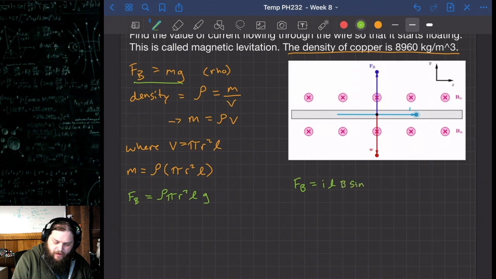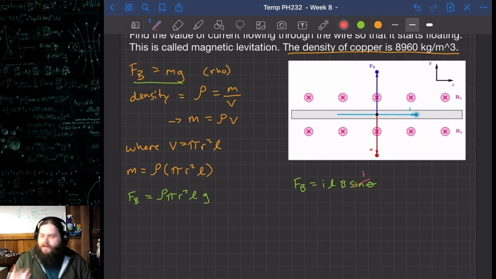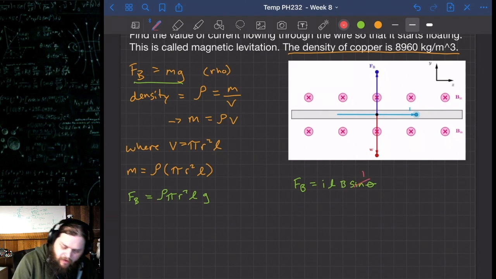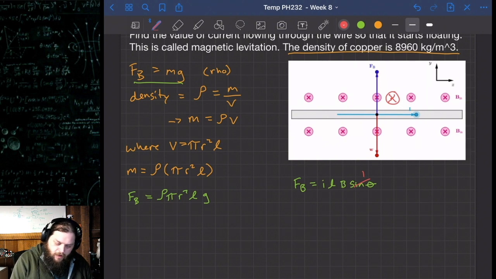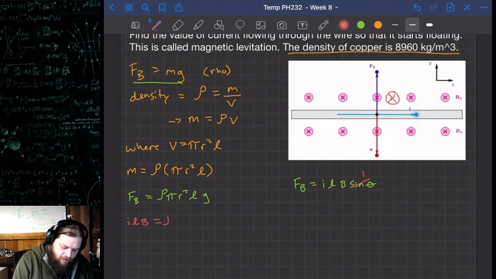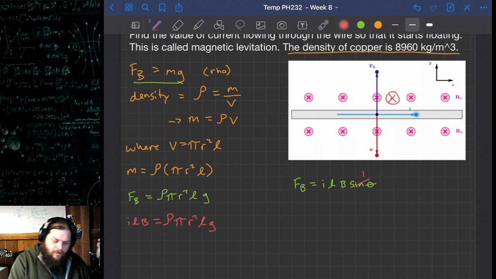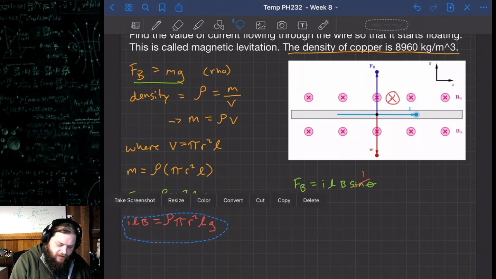The magnetic force is equal to ILB sine of theta. In this case, sine of theta is going to be equal to 1 because we're at 90 degrees. There's a 90-degree angle between the magnetic field going straight down, I'll just draw an X, and the current in the wire, the length of the wire. So we can substitute in: ILB is equal to rho pi r squared LG.